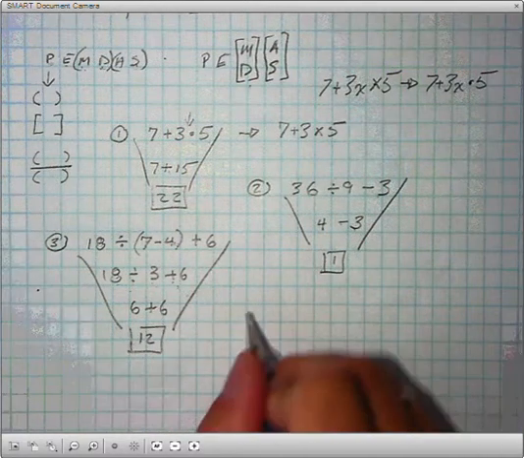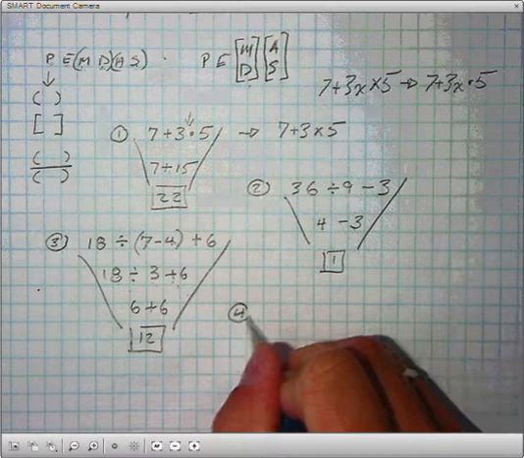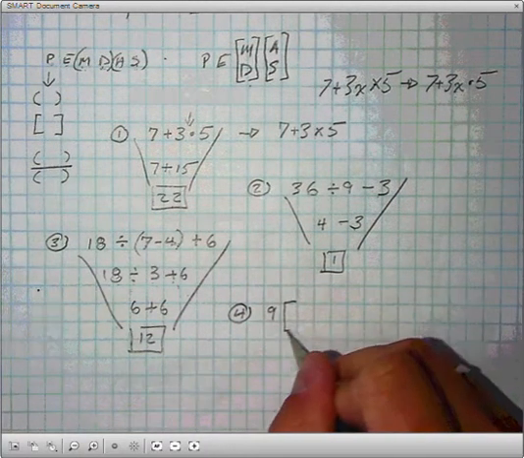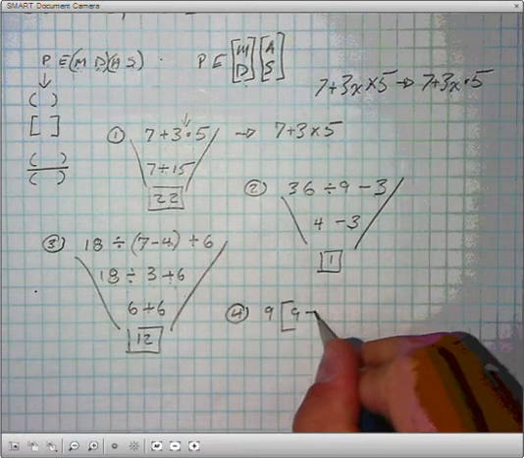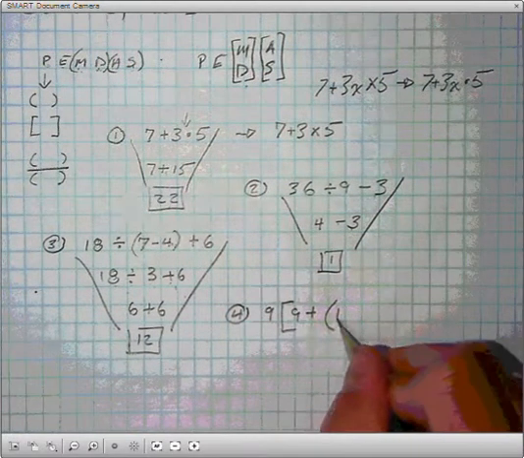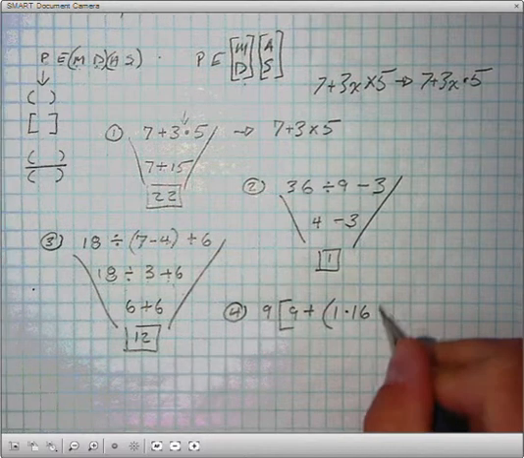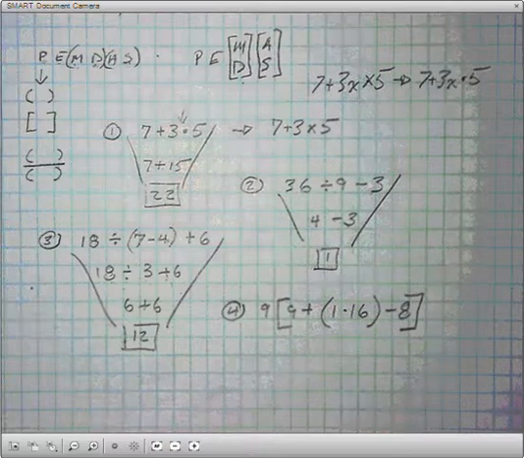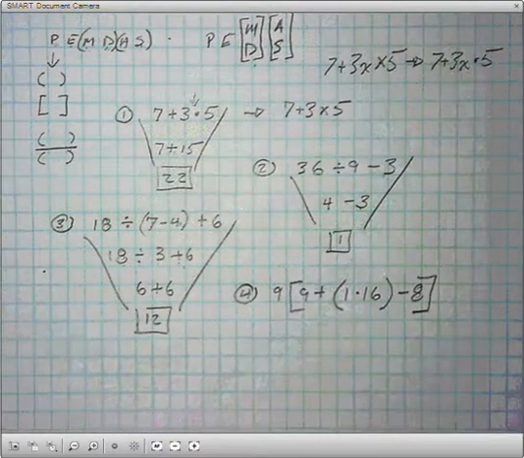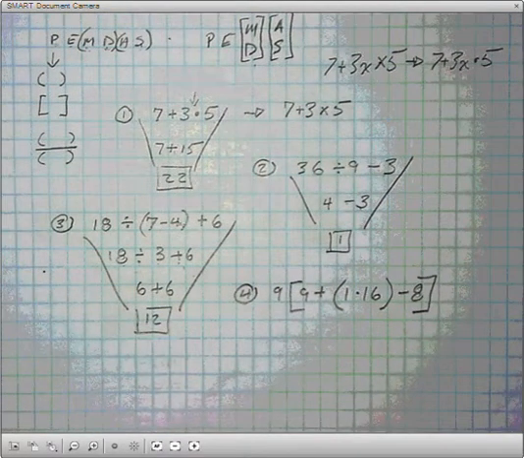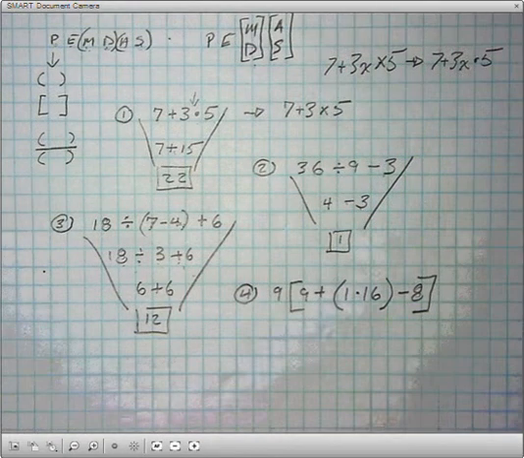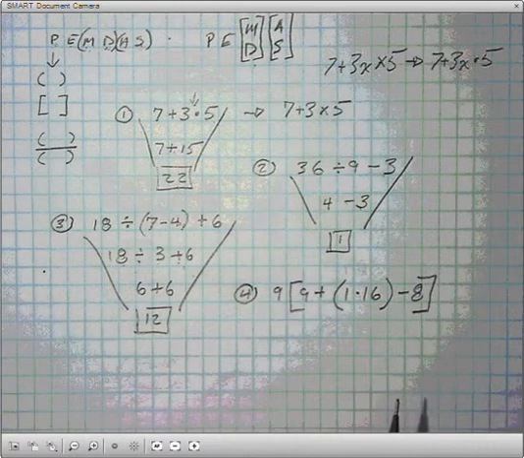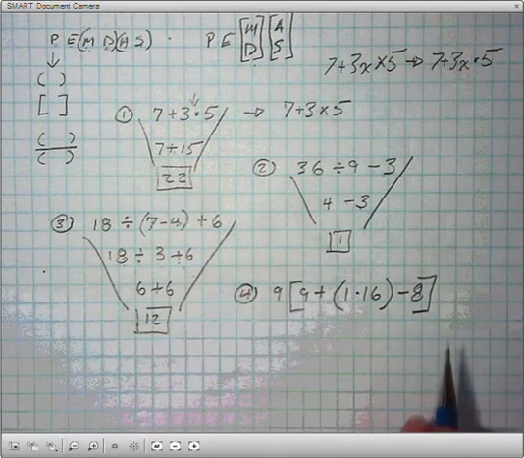Let's try one of those that maybe you have not seen before. So 9 plus, parentheses 1 times 16, close parentheses minus 8, close bracket. Alright, now we're doing some math. Alright, so somebody tell me what my first step in a problem like this is going to be. Emily.